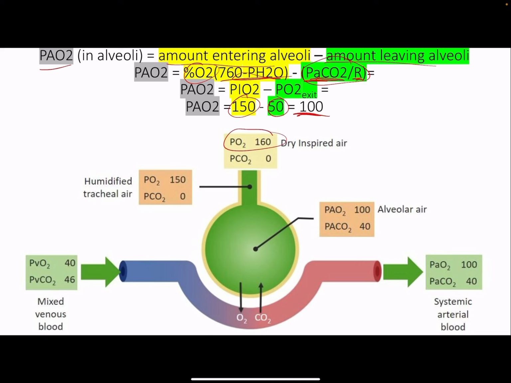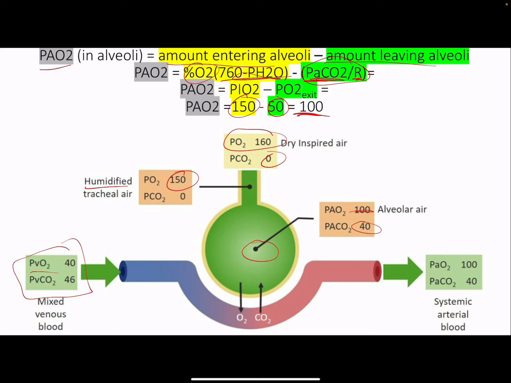So again, 160 comes in. It's 150 when we consider that it's humidified. And then it's 100 here. The CO2 values, on the other hand, there's very little in the atmosphere. It's going to be about 40 in here. And it's probably good just to focus on this.